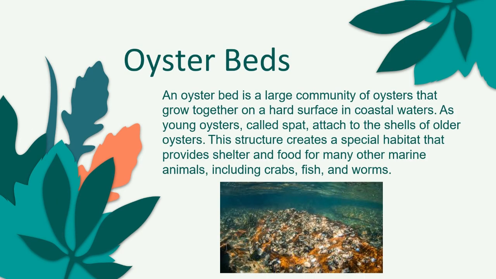An oyster bed is a large community of oysters that grow together on a hard surface in coastal waters. As young oysters, called spat, attach to the shells of older oysters, the structure creates a special habitat that provides shelter and food for many other marine animals, including crabs, fish, and worms.